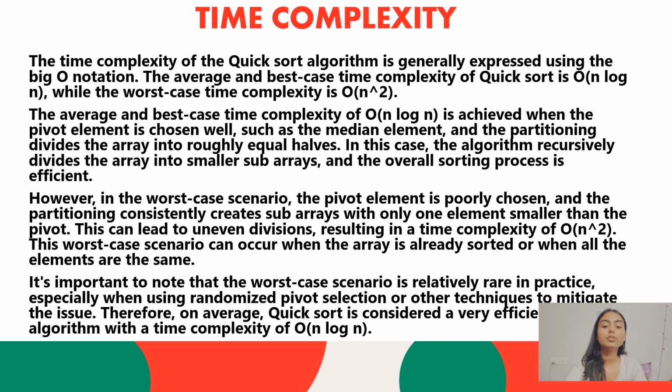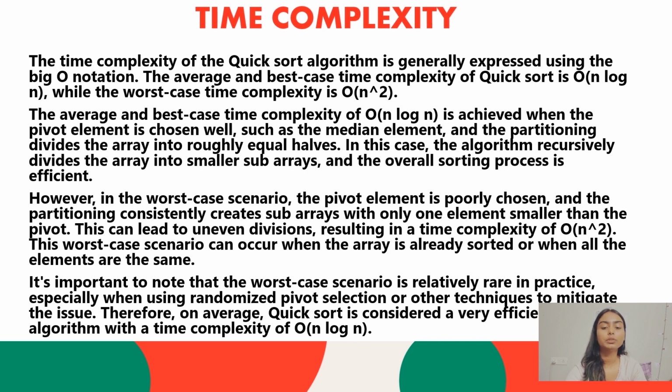However, in the worst case scenario, the pivot element is poorly chosen, and the partitioning consistently creates subarrays with only one element smaller than the pivot. This can lead to uneven divisions, resulting in a time complexity of O(n^2). This worst case scenario can occur when the array is already sorted or when all the elements are the same.